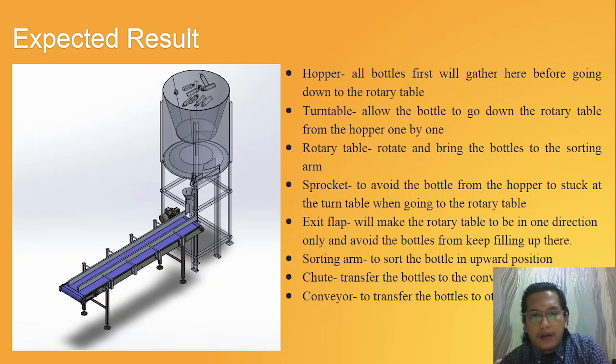And then reach the exit flap. It is to make sure the bottle will flow in one direction and will not get stuck. Then at the sorting arm, the tip of the bottle will go inside the sorting arm, and in the end it will be in upward position. This is to sort the bottle in upward position. Then the bottle will go down through the chute, which is to transfer the bottles to the conveyor. And then at the conveyor, it will transfer the bottles to other sections.